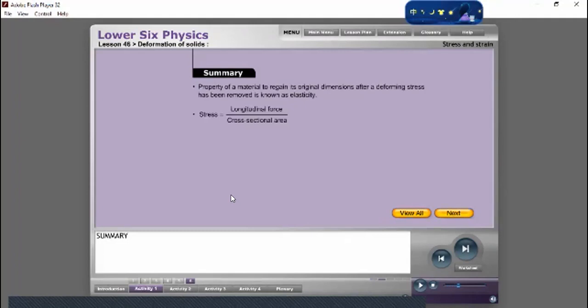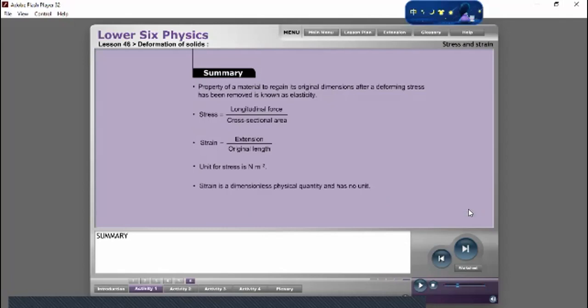Stress equals longitudinal force over cross-sectional area. Stress is equal to F over A, whereas strain is equal to extension over original length. The unit for stress is newton per meter square. So the unit for stress is the same as pressure, that is newton per meter square, but strain is dimensionless. Strain is a dimensionless physical quantity and has no unit.